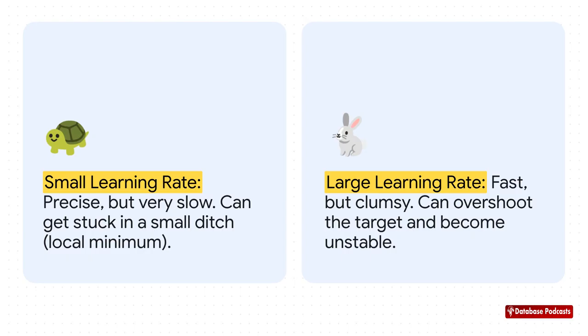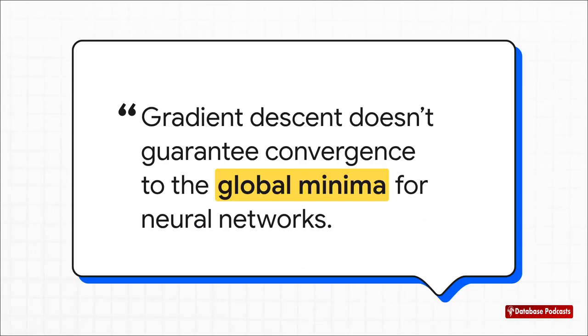Now, if you pick a small learning rate, the network is going to be very careful, very precise, but it can also be incredibly slow to learn anything. On the flip side, a large learning rate helps it make progress really fast, but it's clumsy. It can completely overshoot the bottom of the valley and just bounce around like crazy, never finding the best solution. So, the takeaway here is that finding the perfect learning rate is a really delicate balancing act.